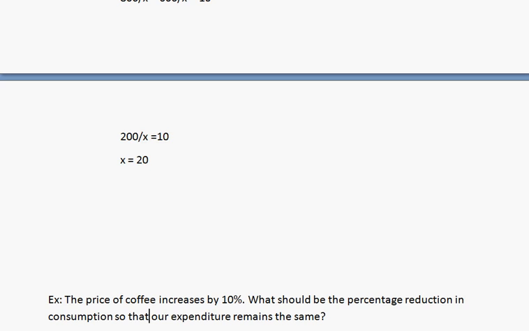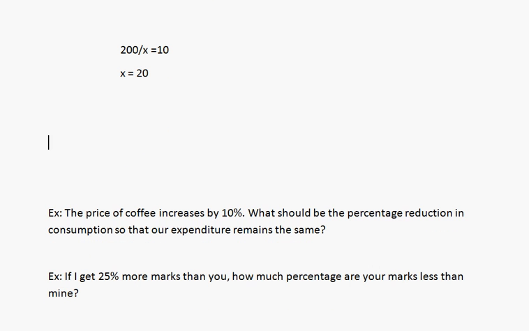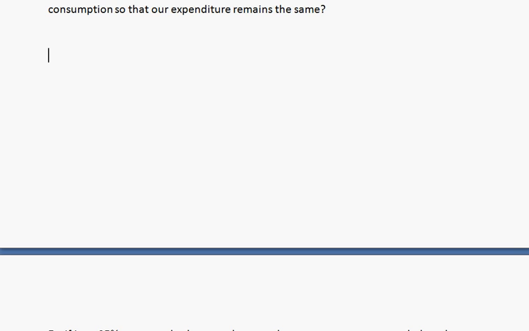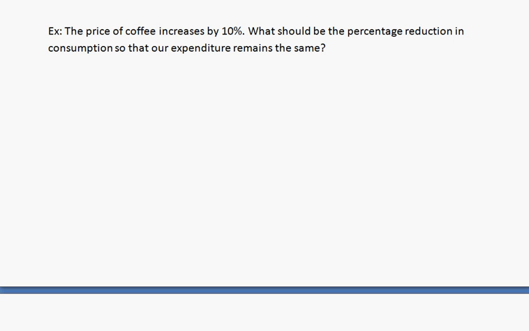Let's go to the second last problem in percentages. I want you to just pick up your copy and pen and try to do it. The price of coffee increases by 10%. What should be the percentage reduction in consumption so that our expenditure remains the same? Just assume a few variables and try to solve it. You have 2 minutes for it.